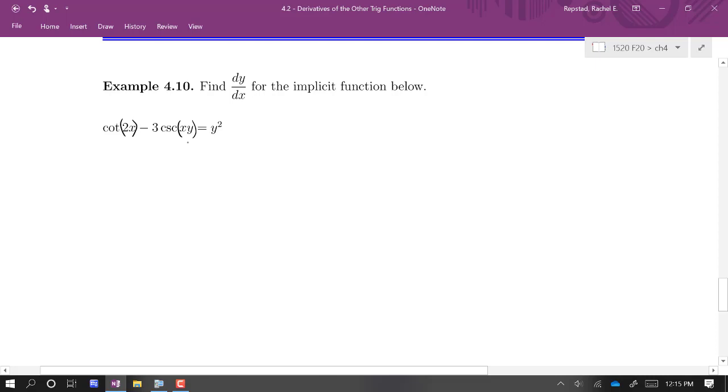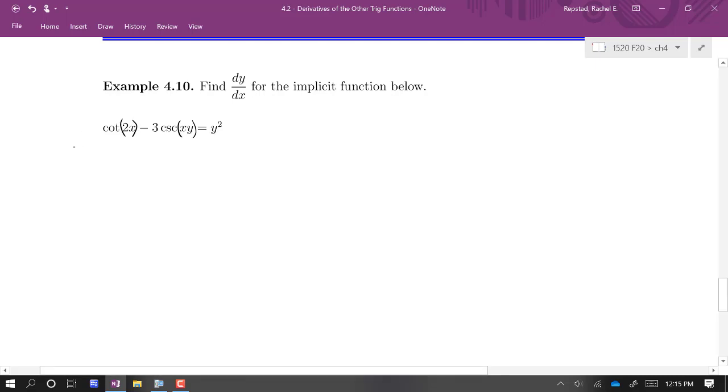So overall, in this equation, I've got 2 terms on the left side. I've got that cotan term, we can take that derivative, and then we're subtracting this cosecant term. We know how to take the derivative of cosecant. We have to be careful about the chain rule here. So let's actually just start this. Let's take the derivative on both sides.